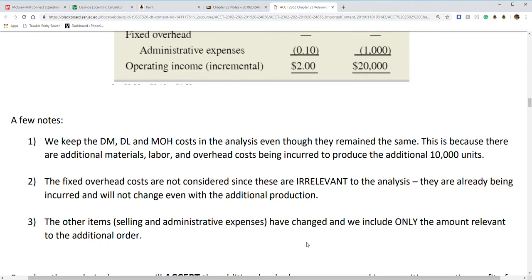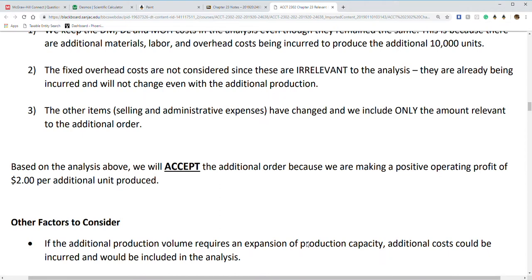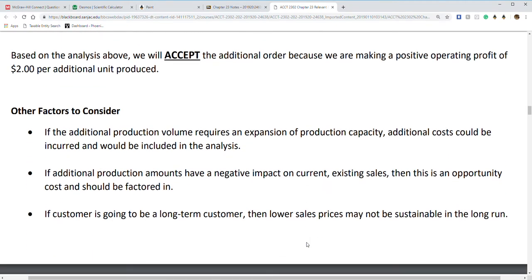So, few notes. Again, this is me just explaining again. So keeping the big three, even though they remain the same, we keep them because they're relevant to this cost, because it's variable. And fixed cost is irrelevant, so it's not doing anything. And the other items have changed, and we only include the amount relevant to this order, or basically what's adding on. So again, based on this, we should accept it because it made us money.